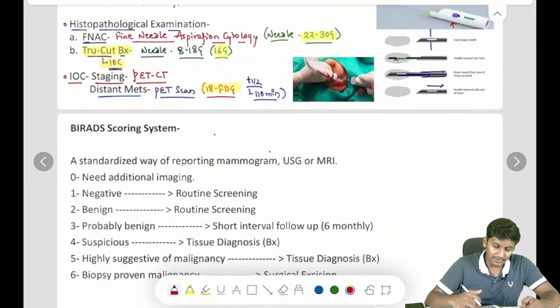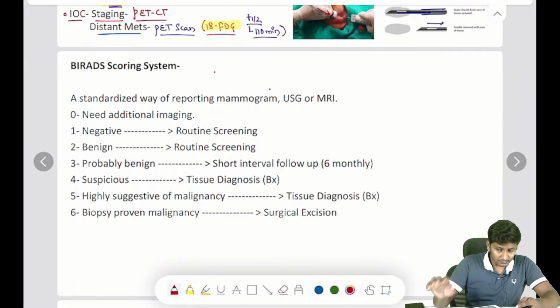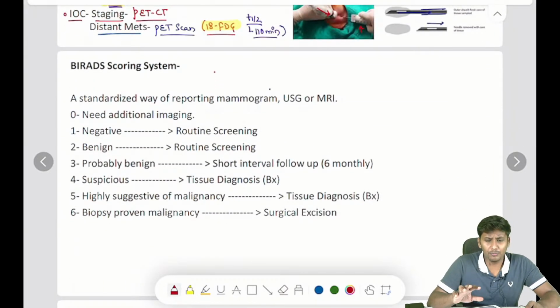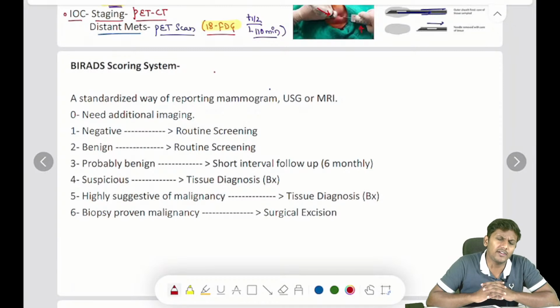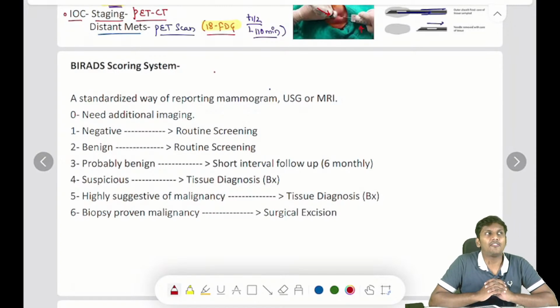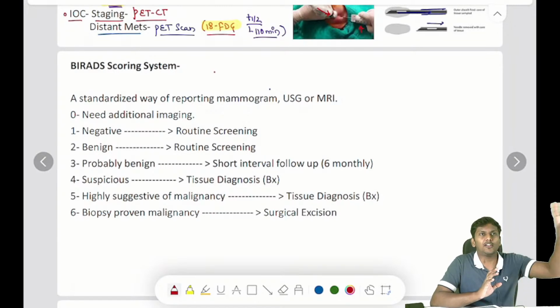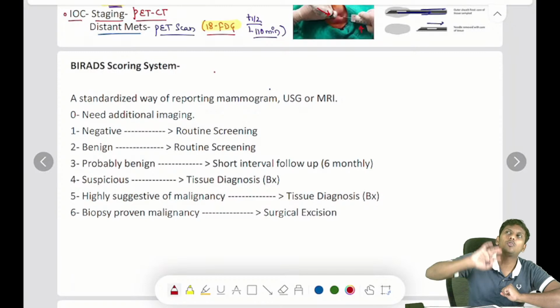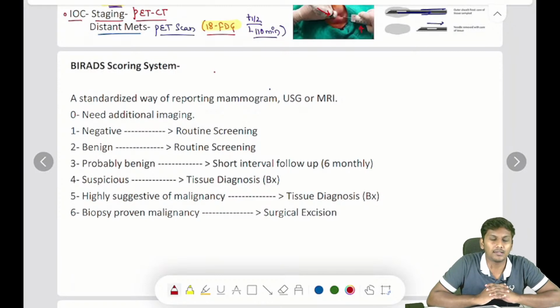Okay. Now let's talk about the reporting system. What is the reporting system? For example, a radiologist has done an ultrasound or an MRI or even a mammography in a patient of breast lump. Now, definitely we want the result. Okay. Now, the problem was that ये radiologist अलग तरीके से report बनाता था, वो radiologist अलग तरीके से report बनाता था. Every radiologist has their own way of reporting. So that was creating a lot of problems.